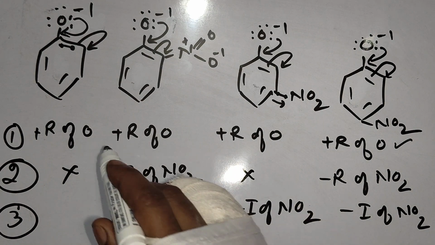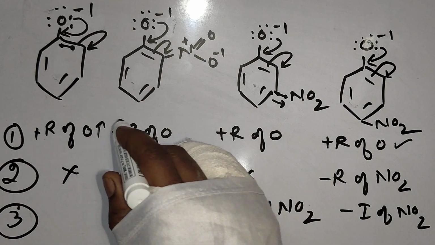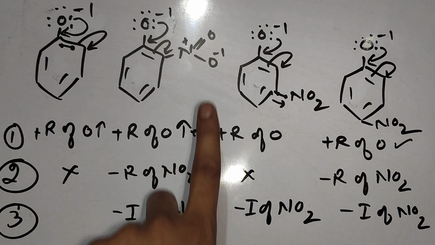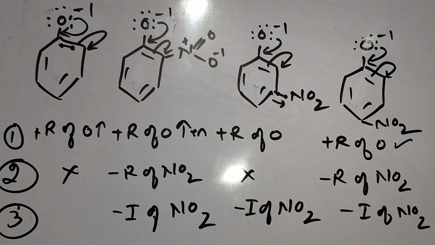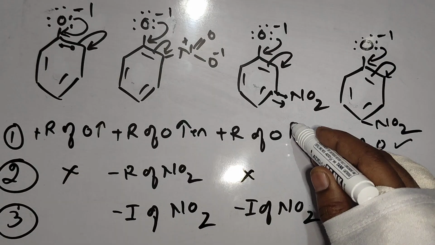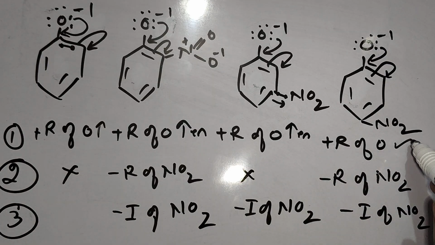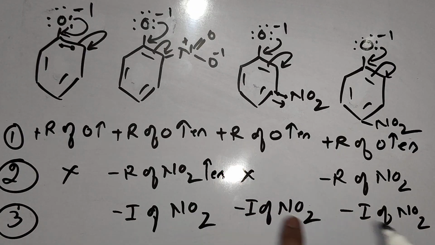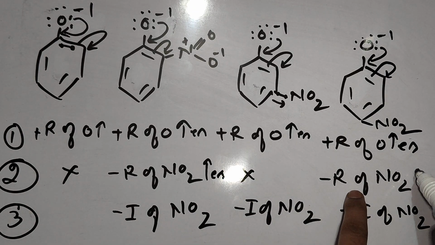So if I say it is increasing the stability, when I write an upward arrow it means it is increasing the stability. It is increasing the stability. It is also increasing the stability. Here it is also trying to increase the stability. It is also trying to increase the stability. Okay, come to here.